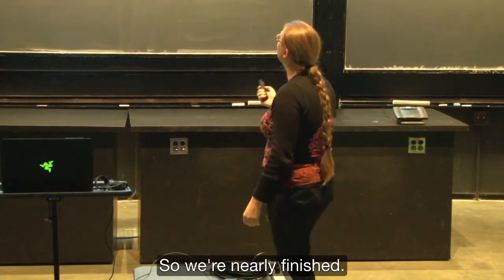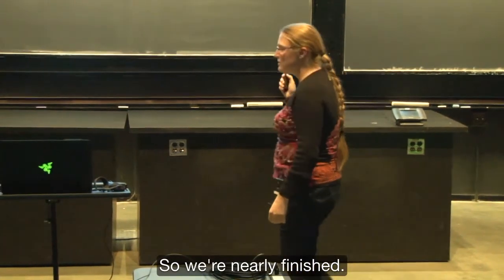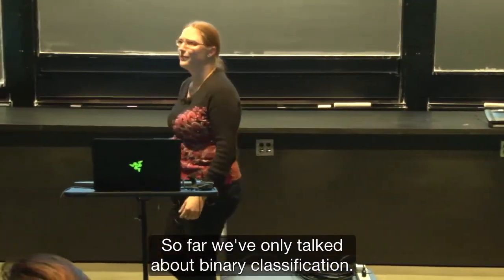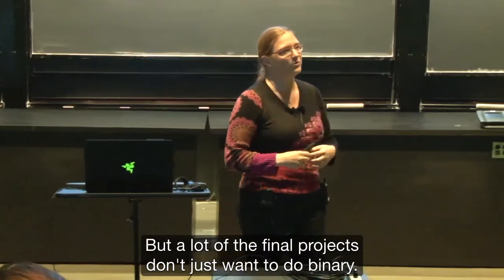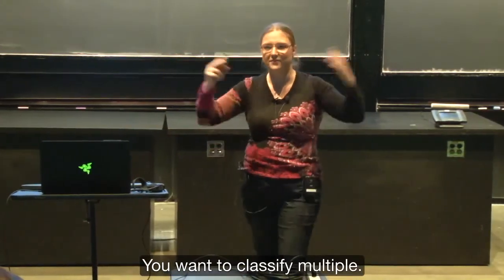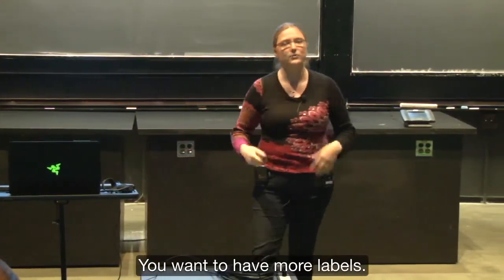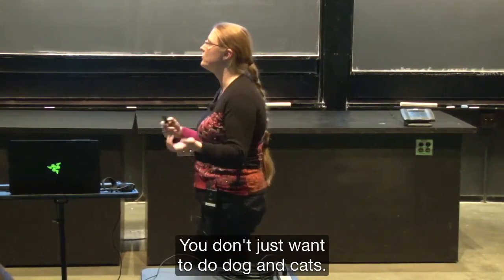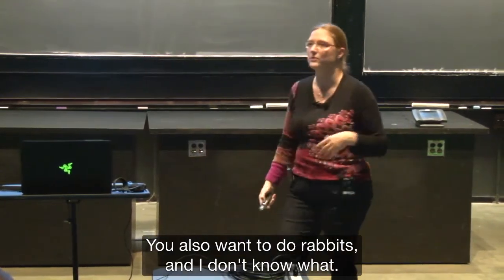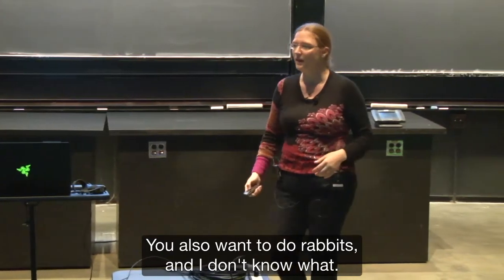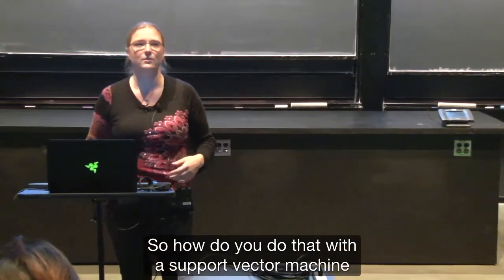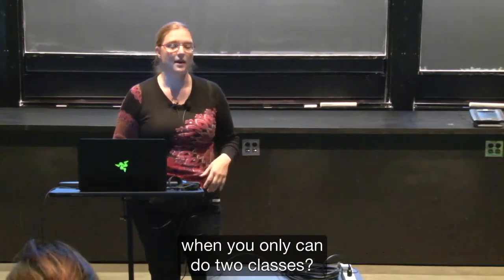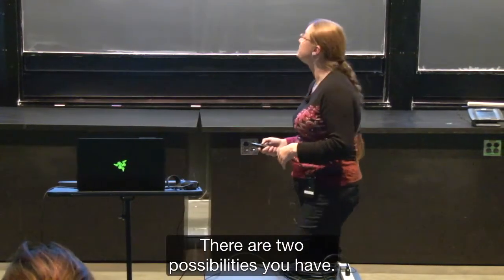So we're nearly finished, because so far we've only talked about binary classification, but a lot of the final projects don't just want to do binary. You want to classify multiple, you want to have more labels, right? You don't just want to do dogs and cats, you also want to do rabbits and I don't know what. So how do you do that with a support vector machine when you only can do two classes? There are two possibilities you have.